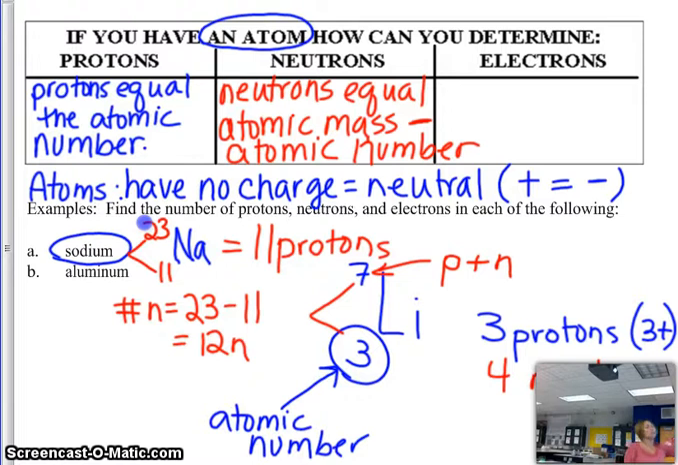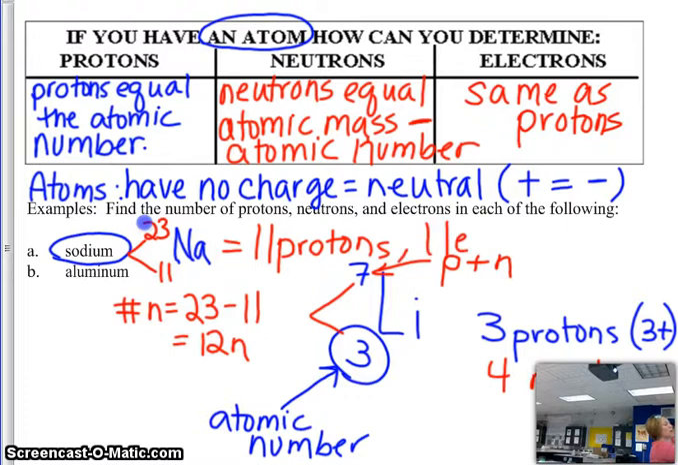And then finally, electrons. Well, if you're paying attention to what an atom is, the pluses and the minuses must be equal in an atom. And the minuses are electrons. So in an atom, the electrons are always the same as the protons. So for sodium then, since it had 11 protons, it would also have 11 electrons. Since lithium has 3 protons, it would also have 3 electrons.